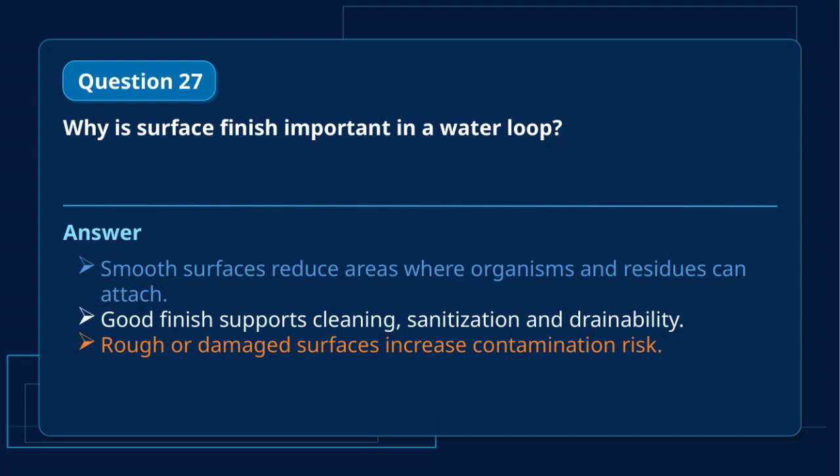Let's talk about why surface finish is so important in a water loop. First, smooth surfaces play a critical role because they minimize places where organisms and residues can stick. This is crucial for maintaining cleanliness. A good surface finish also makes it easier to clean, sanitize, and drain the system effectively. On the other hand, rough or damaged surfaces can create hiding spots for contamination, increasing the risk of microbial growth and other issues. So, ensuring a smooth and well-maintained surface finish is key to keeping the water loop safe and hygienic.